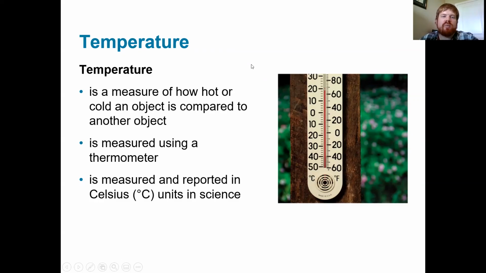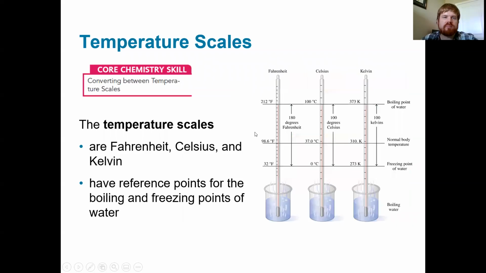So let's go ahead and start by defining temperature. Temperature is a measure of how hot or cold an object is compared to another object. You can measure the temperature using a thermometer. And in lab, we're going to be using units of degrees Celsius rather than degrees Fahrenheit, which you might be familiar with just from being here in the United States. Okay, so this is why we have to go ahead and define this real quick, the difference between the Fahrenheit, Celsius, and finally the Kelvin scales. These are the three different scales of temperatures that you might be familiar with. Fahrenheit, pretty much only used in the United States.